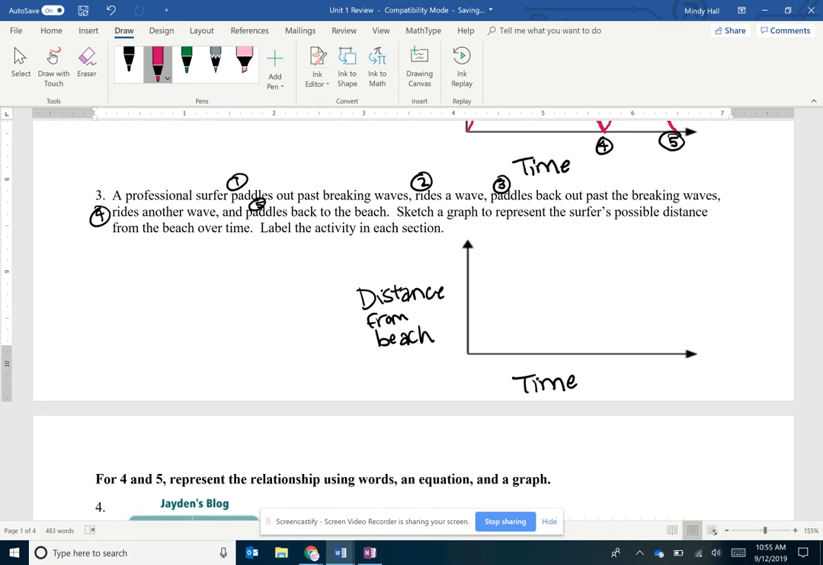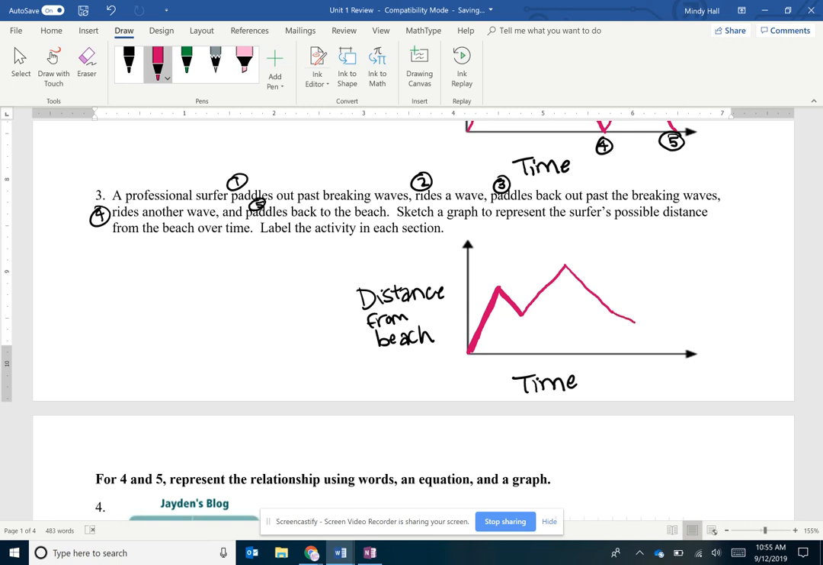So sketching this graph, I'm going to be at the beach, then I'm going to paddle out past those waves. Okay? And then when I ride the wave, I'm going to come back towards the beach a little bit, but then I ride the wave and I paddle back out. And maybe this time I go even farther out. Then I ride the wave, which brings me back in, and then I start paddling in.